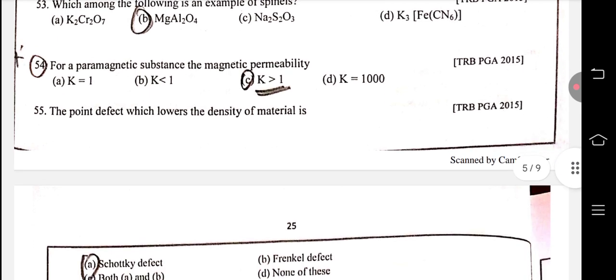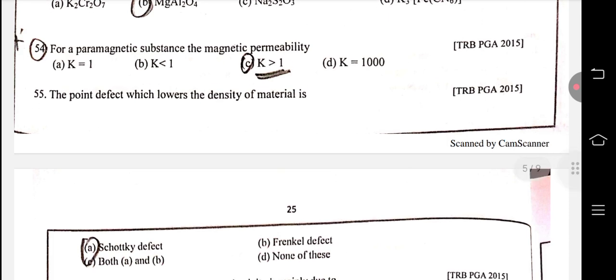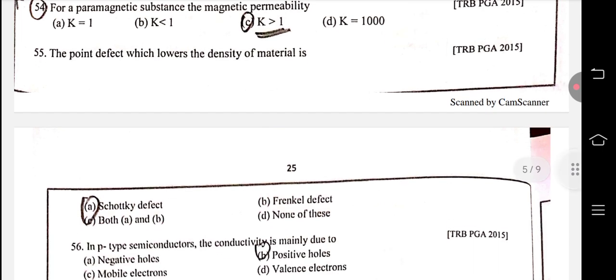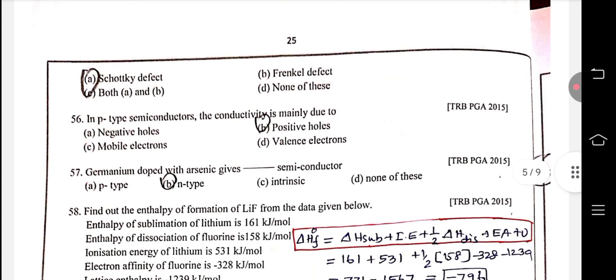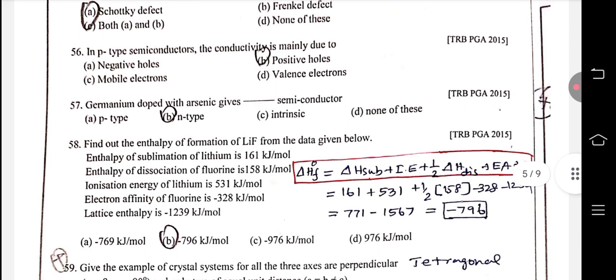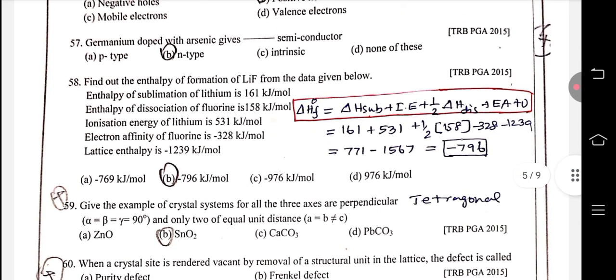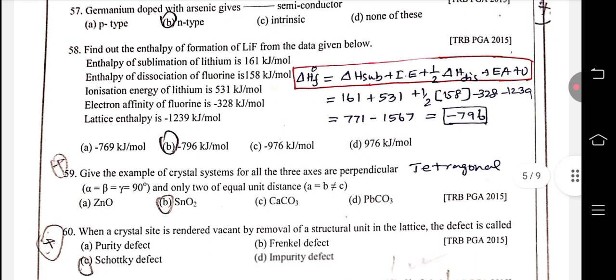B. For a ferromagnetic substance, the magnetic permeability K is greater than 1. The point defect which lowers the density of a material is Schottky defect. In the p-type semiconductor, the conductivity is mainly due to the positive holes. Germanium doped with arsenic is n-type.